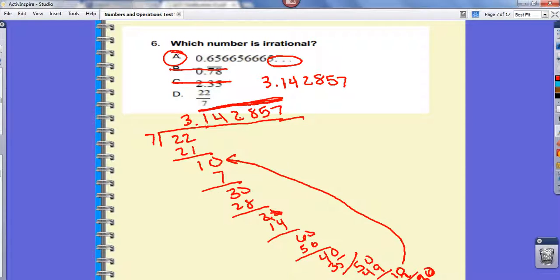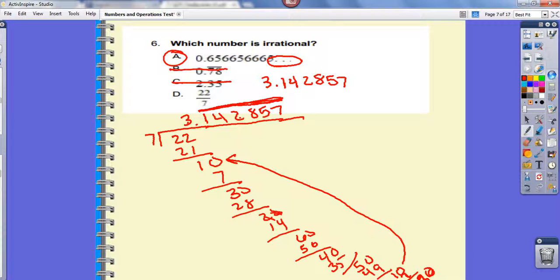And just don't get tripped up by that. When you see two that are close, look for that dot dot dot and see if there's a pattern. If not, take the time and actually work this out and see if there's a pattern. And that's number 6 of the number and operations test.